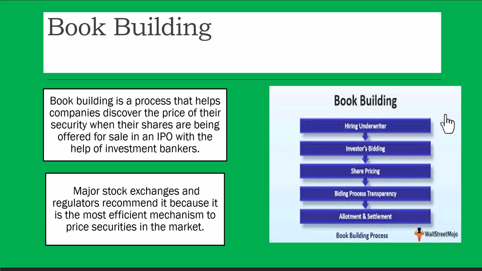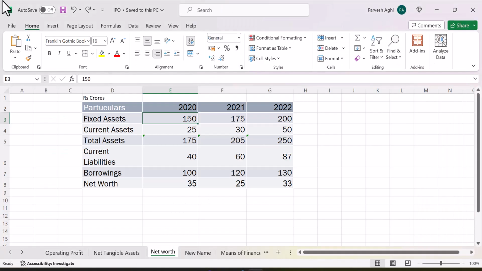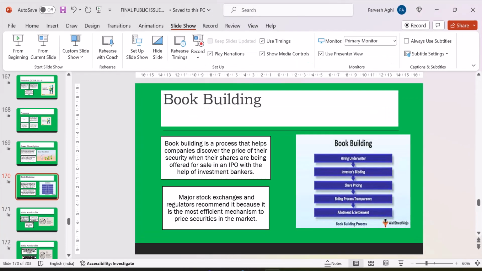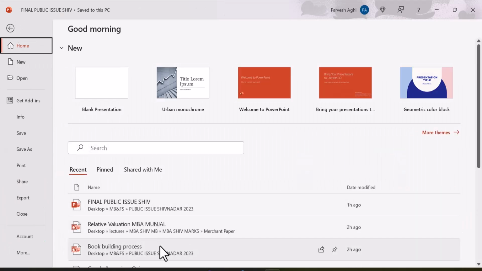Major stock exchanges and regulators recommend it because it is the most efficient mechanism to price securities in the market. So basically, the book building process is done with the help of stock exchanges and merchant bankers. We are going to understand the book building process a little in detail. I'm opening a slide I've prepared, and after we have covered the book building process we'll have a small break.